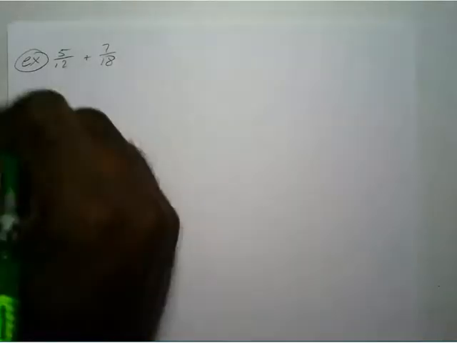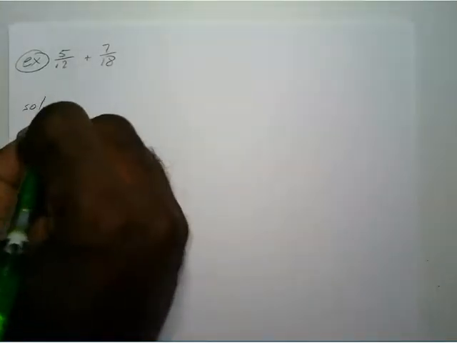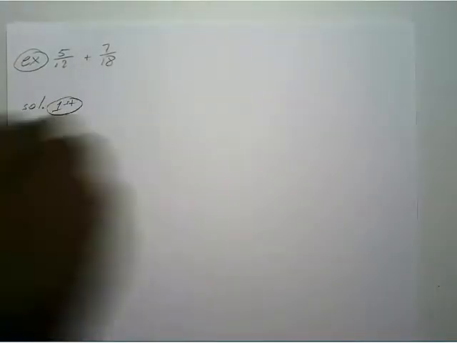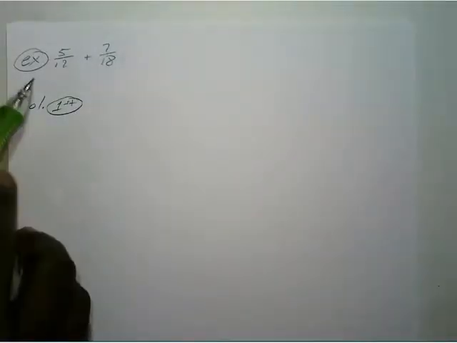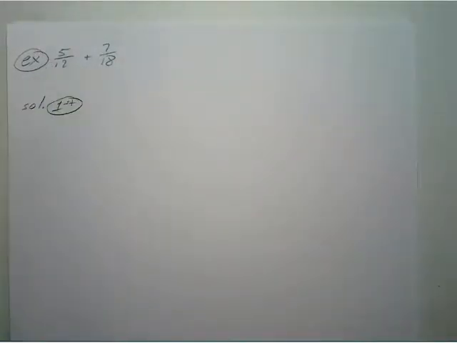All right. So what if we wanted to solve 5 over 12 plus 7 over 18? First thing we want to do is find the least common denominator and get our equivalent fractions.